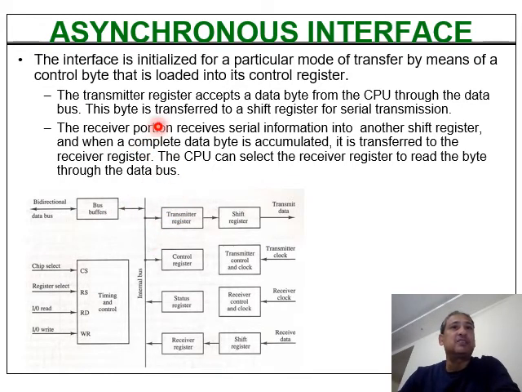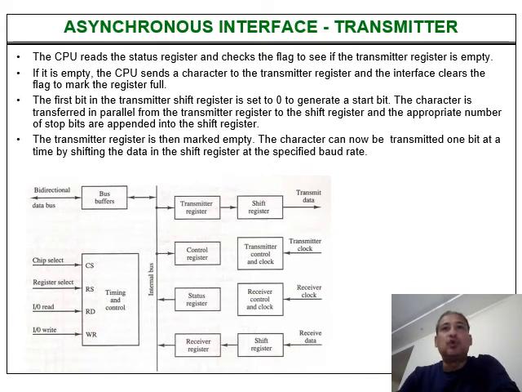So you can see over here the transmitter register accepts a byte of data from the CPU through the bus buffer, through the bus. The data is coming from the CPU to the transmitter register in parallel. Then it is transferred to the shift register and it is transmitted. The receiver receives one byte of information, or one character of information, serially, then transmits it in parallel to the receiver register, which then transmits it to the CPU over the bus. Let's talk about these two operations one by one.